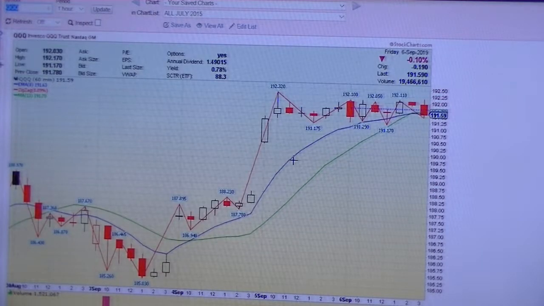Okay, so this is an hourly chart for the past week. So we can see our resistance area is still 192.32, and our support area is about 185.03, so about 185 even. So 185 is support and 192.32 is our resistance area.